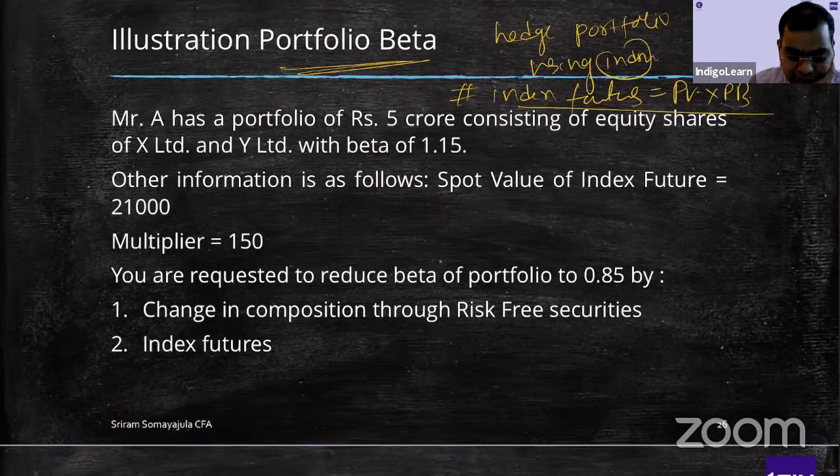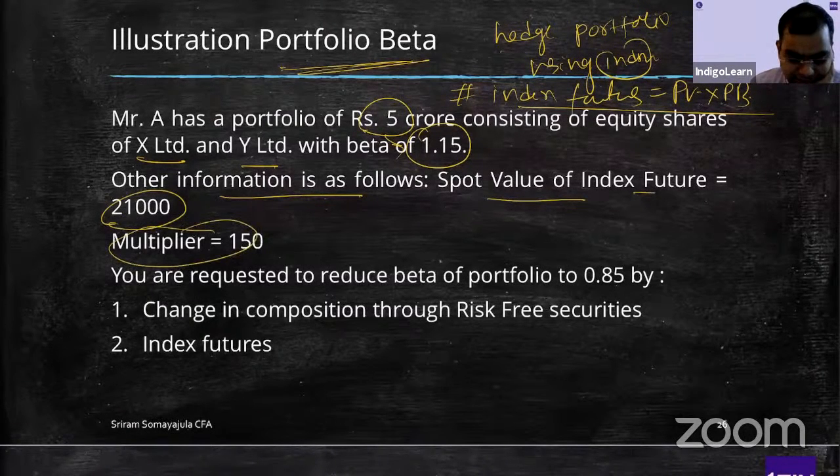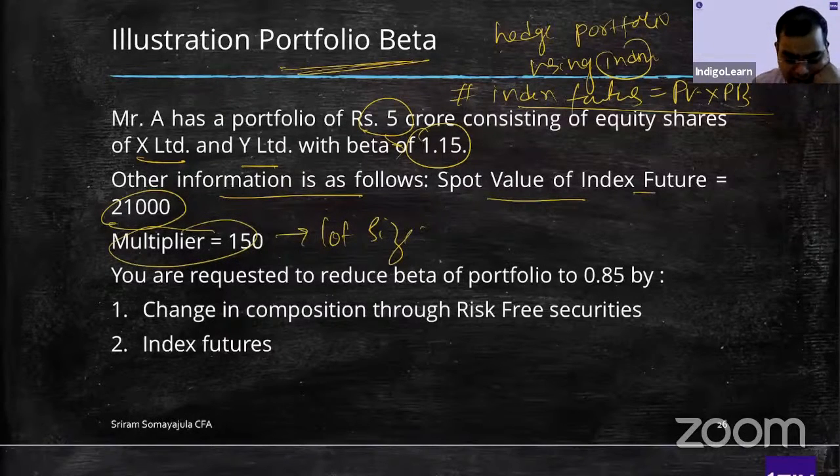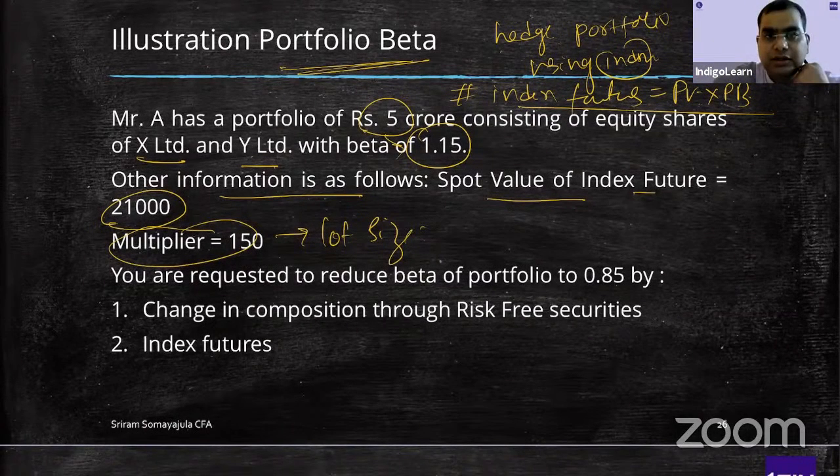Mr. A has a portfolio of 5 crores consisting of equity shares of X Limited and Y Limited with beta of 1.15. So the portfolio beta is 1.15. Other information is as follows. Spot value of the index future is 21,000. Multiplier is 150. There is lot size. They sometimes call it as multiplier. Lot size is the right way of calling it, but even if they give multiplier, you need not get confused by it. So multiplier is 150.